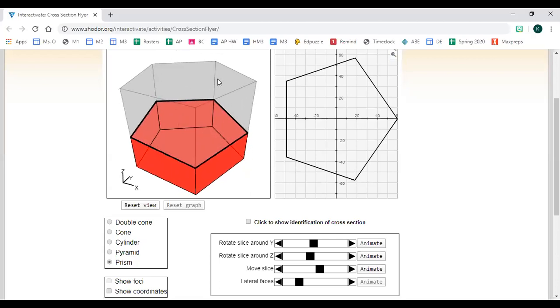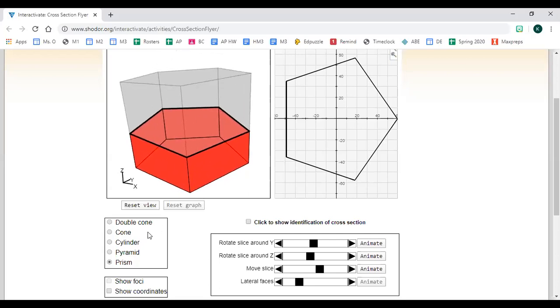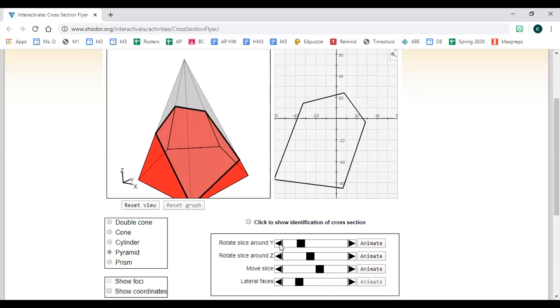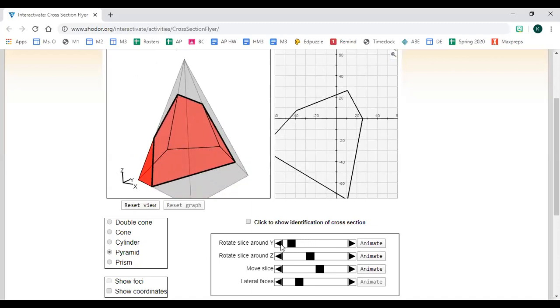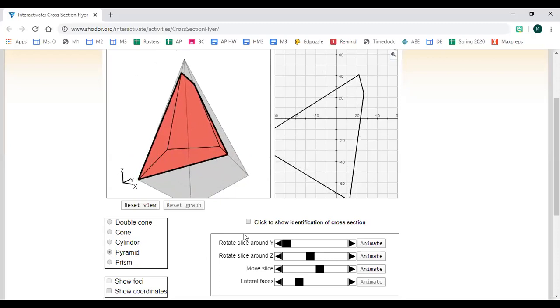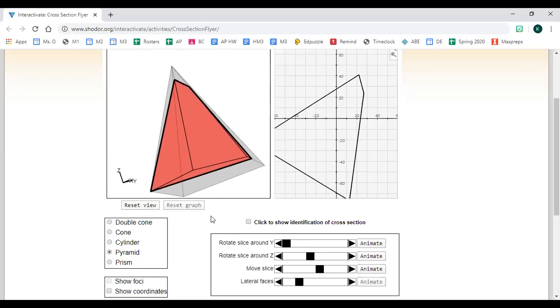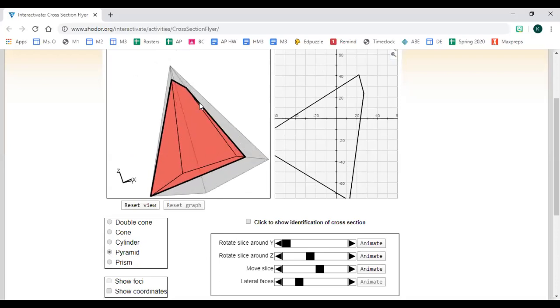Now if I go back to that cone and pyramid deal, here I am, parallel to the base. It's going to be the same shape as the base, just a different size. But if I rotate this all around and try to get it perpendicular, notice that this is not your triangle, because it doesn't go through that top point. It gets cut off, so then you have this little piece, and it makes this quadrilateral.